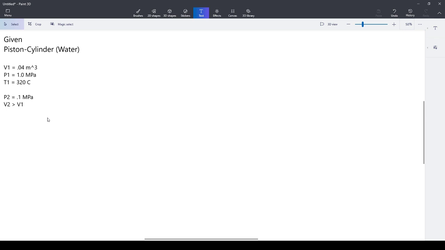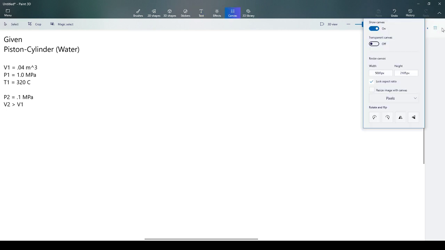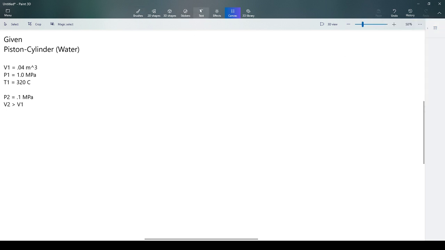What is our first goal? As always, we have a goal at the start. We are being asked to find the work done and the entropy produced by the process. So I will put that up here. Thank you for asking. Find work, find entropy produced. Those are the two things. So we're trying to find entropy produced and the work.